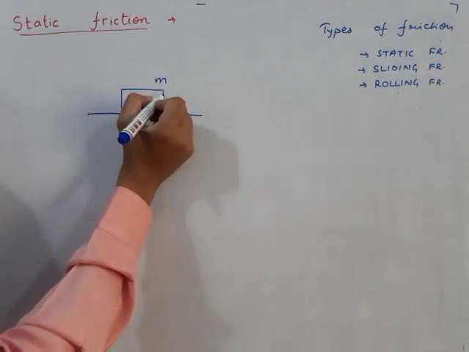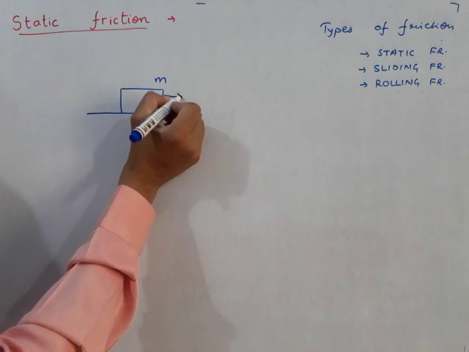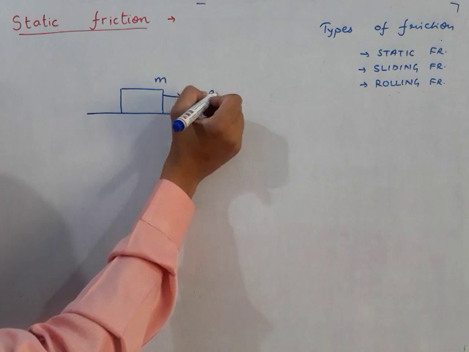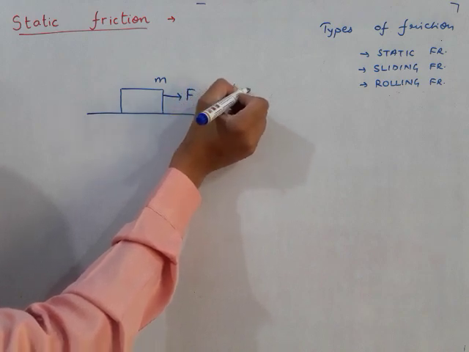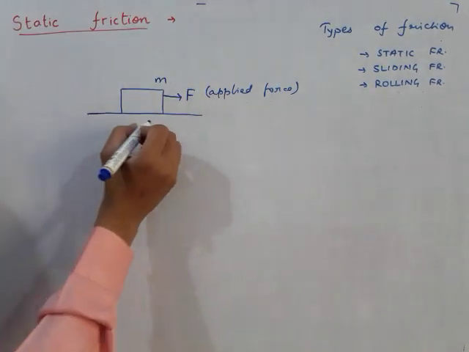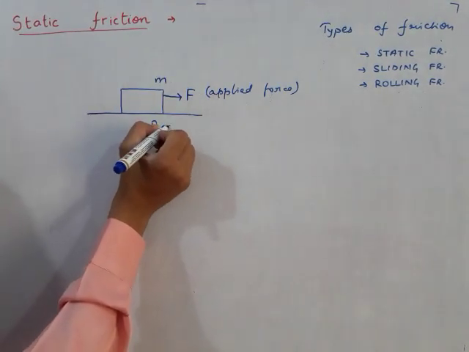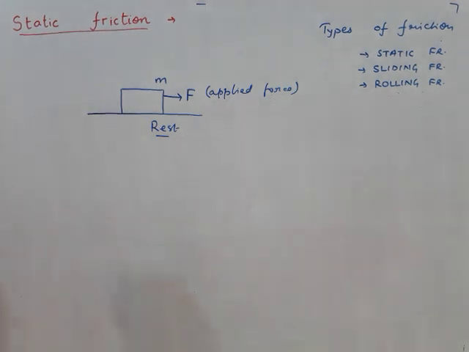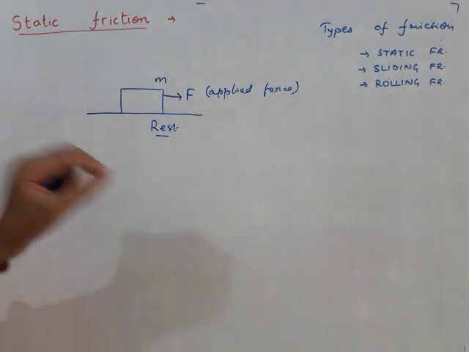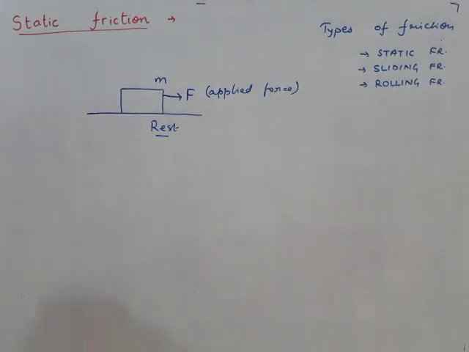If you apply a very small amount of force, which I denote by capital F, that is applied force towards the right, and you find that the object does not move and is at rest. So last class I discussed that if there is a body which is at rest, then net force on the object must be 0. You have applied a force F towards right, that means there must be some force towards left.